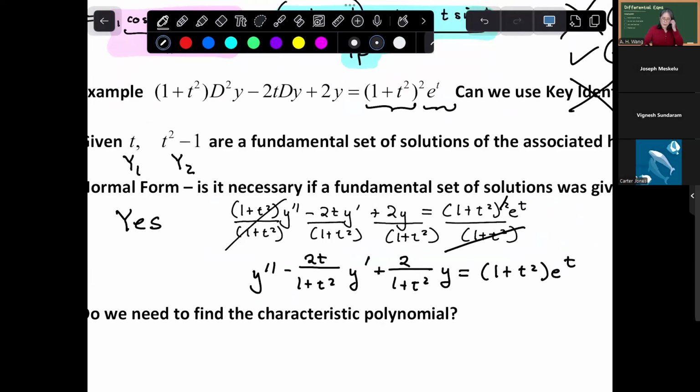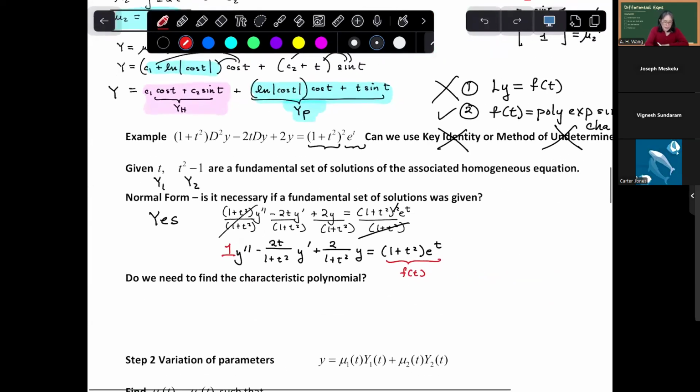Without doing it, can you see that if you had not divided through, then you would have missed out one of these? It'd be the wrong forcing. So you have to be super careful. You must put into normal form. This must be a 1 so that this is the correct forcing, not this one. And again, notice that you have t's here in the coefficient. Therefore, we give you a fundamental set. We will always give you for the test.